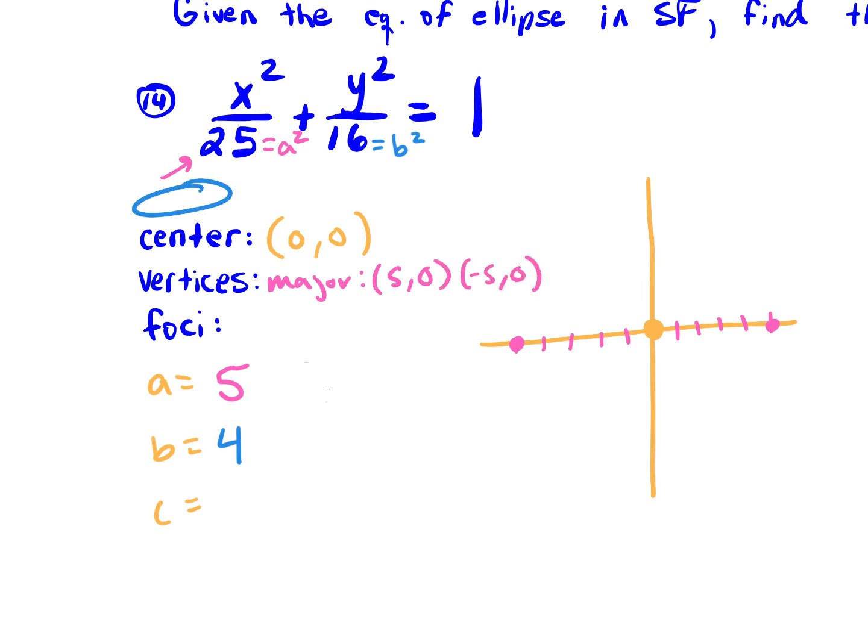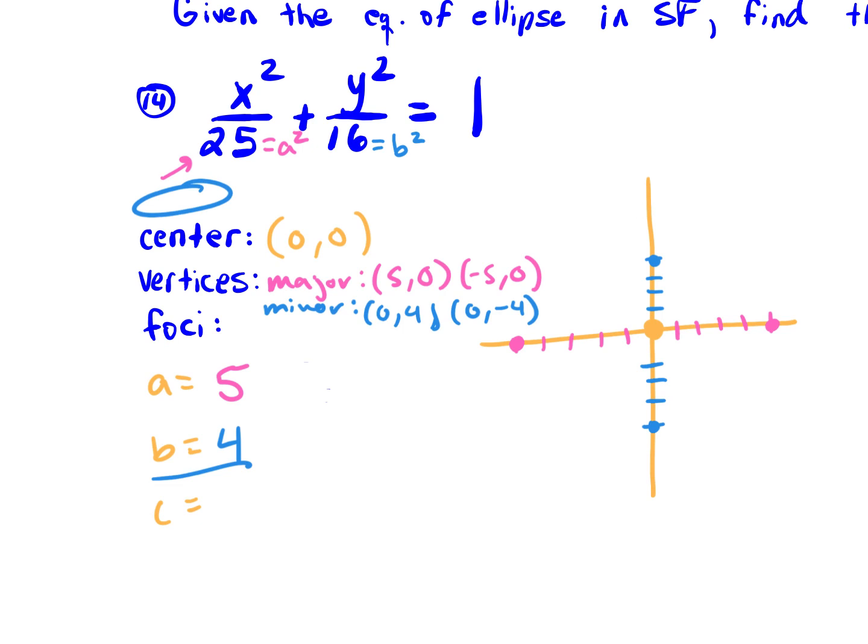And we need the minor also. And my minor vertices are given by B, so I go up 4 and down 4. So what would the points be? 0, 4, and 0, -4.